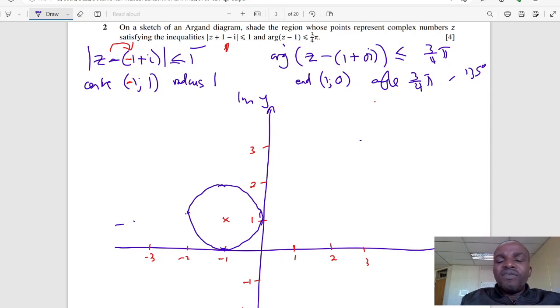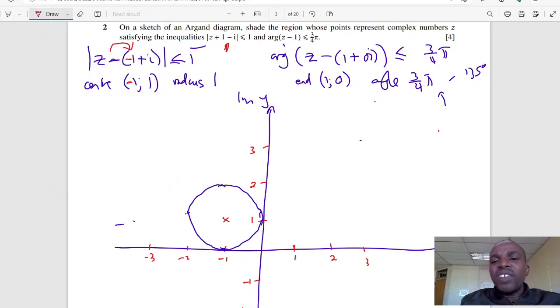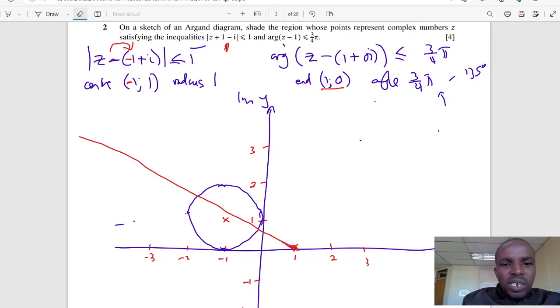Let me first draw the other one based on this one. On the argument, it's a half line. It's a line having one end at 1, 0 and making an angle of 135 degrees, or 3/4 pi, with the positive x-axis. So x is 1, y is 0, this part. Then making an angle of 135, it's supposed to be like this. Let me draw a proper one.